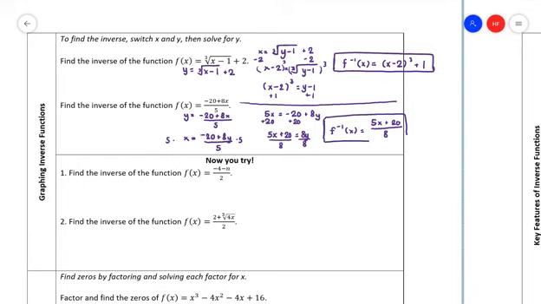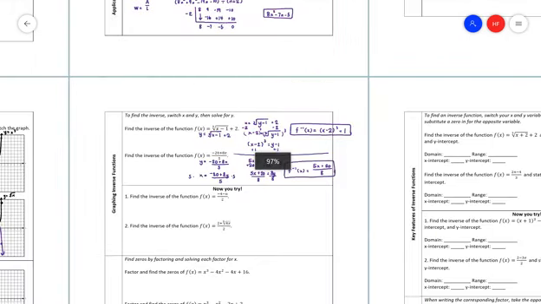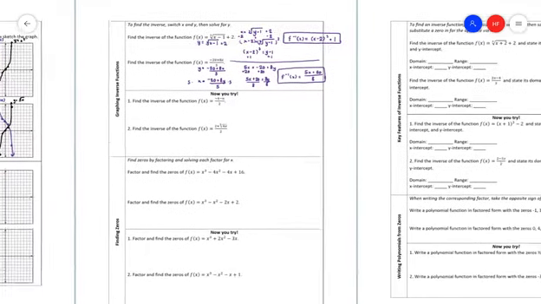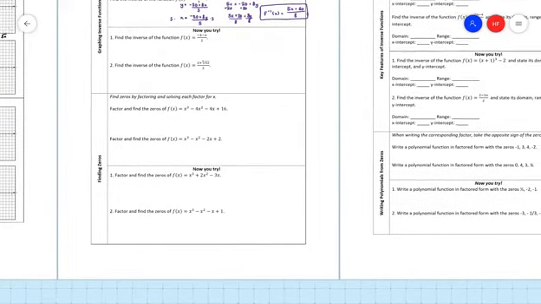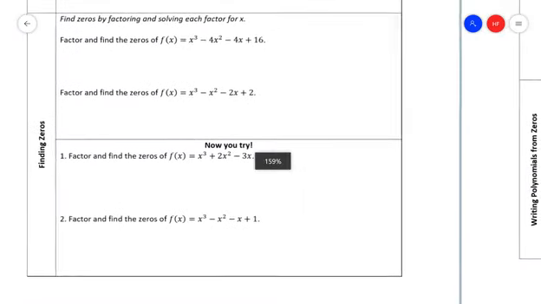I just left it that way, since that's the way they gave me the original problem with a fraction bar. So I did the same thing with my answer. Then again, you have 2 problems to do that mimic the format of the examples that I just did.